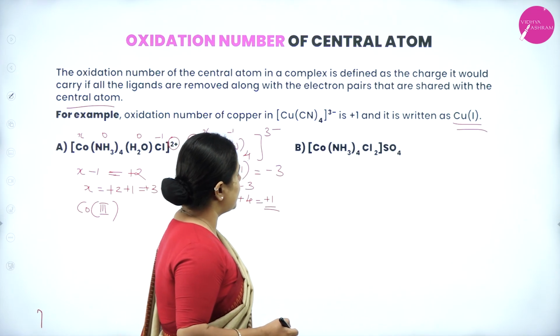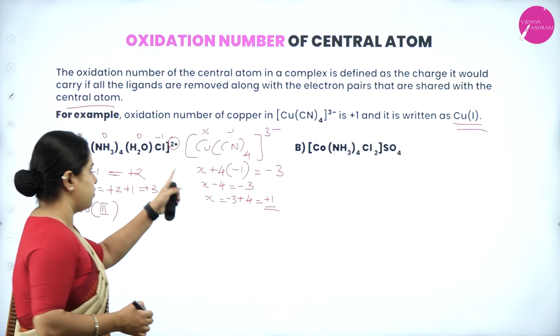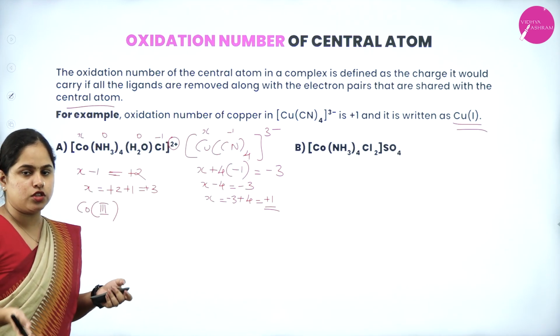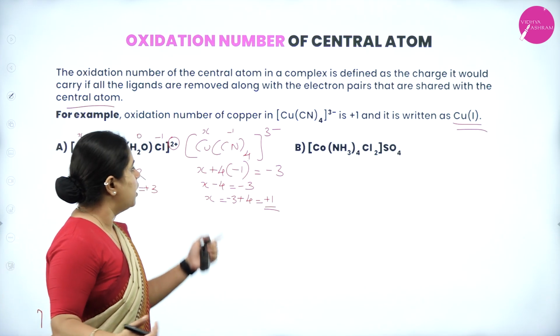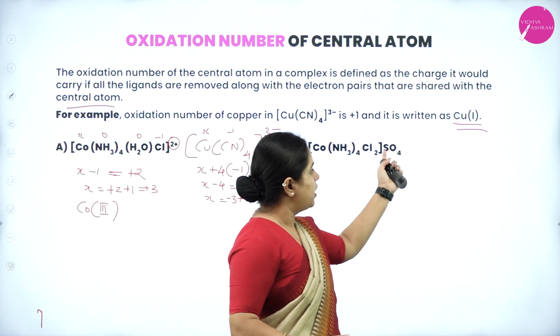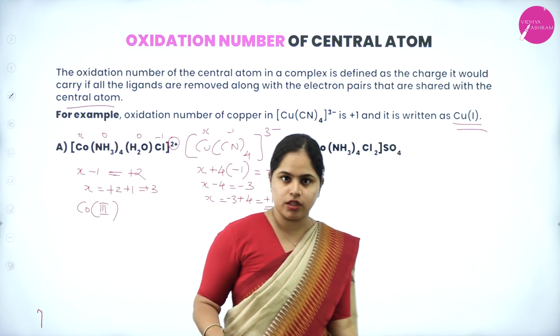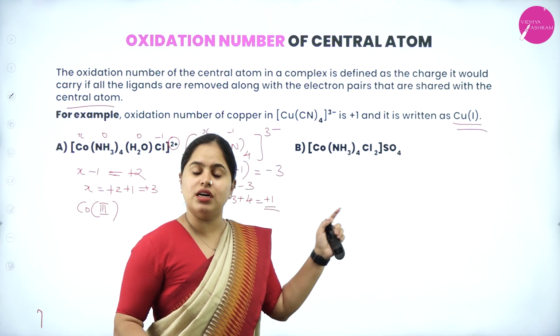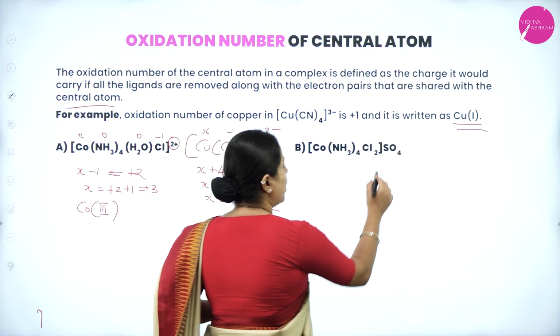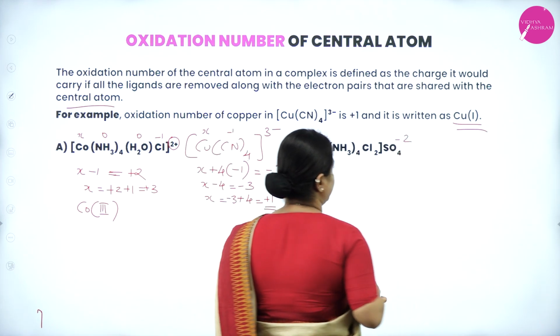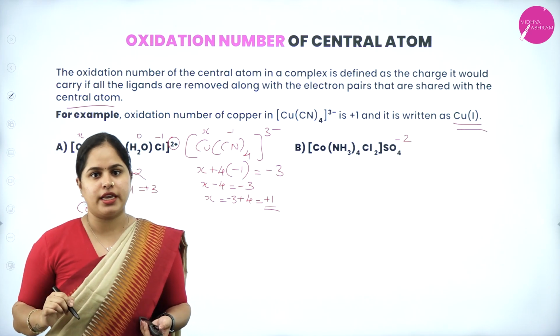Okay, so in this, as you can see here, in both these examples we have discussed, there were no counter ions. What were counter ions? Those ions which are present outside the coordination sphere. But in this case, there is an ion which is present outside the coordination sphere. So we do have to consider that also while calculating the oxidation number. So SO4, it is 2 minus. The charge on sulfate is minus 2.